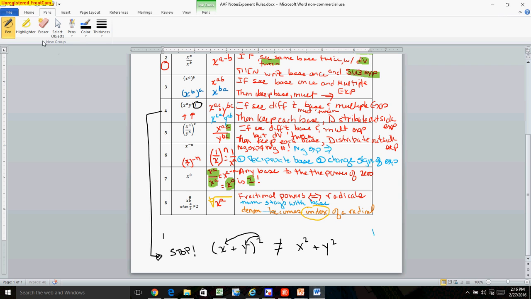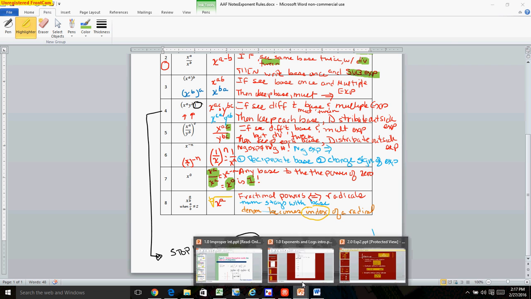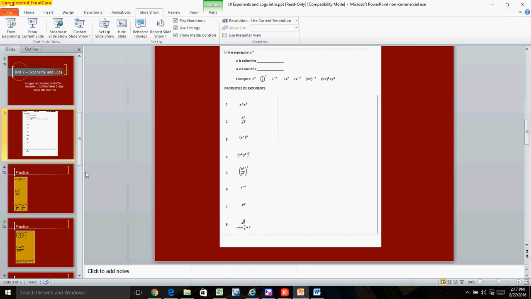That's right. The plus stops you. You may not distribute exponents across terms, only across factors. Factors. Alright, let's go back to the PowerPoint and do a couple of examples.